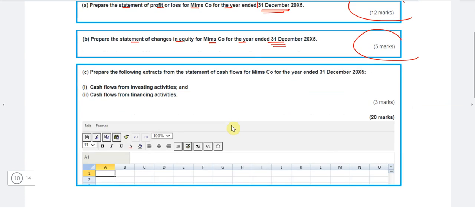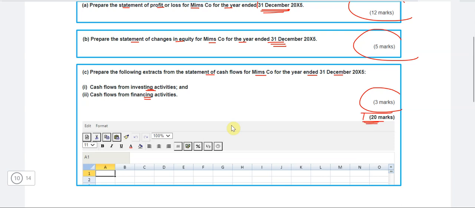And then we have requirement number C. Prepare the following extracts from the statement of cash flows for MIMS company for the year ended 31st December 20x5, and this is for 3 marks. So you have to prepare the cash flow from investing activities, using the indirect method, for example the purchase of property, plant and equipment, purchase of intangible assets, and the receipt of grants and proceeds from the disposal of non-current assets. And then we have the financing activities. Again, cash from the issuance of shares, loans, repayments, dividends. So 3 marks. So it's a 20 marks question.